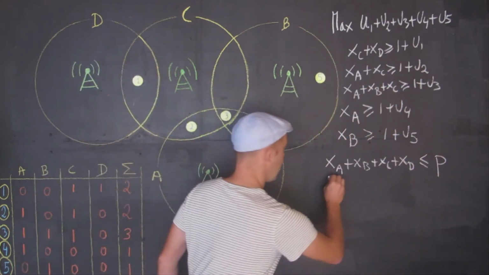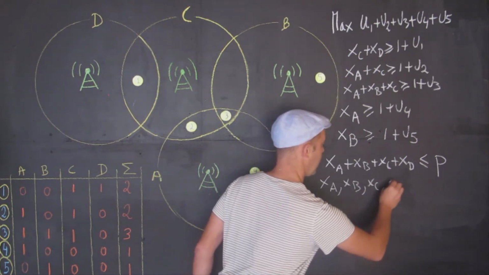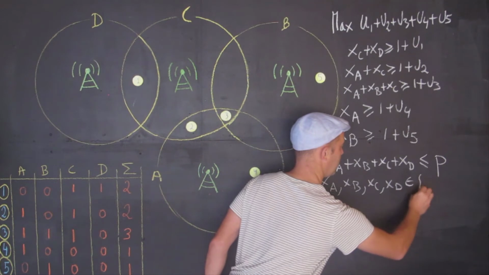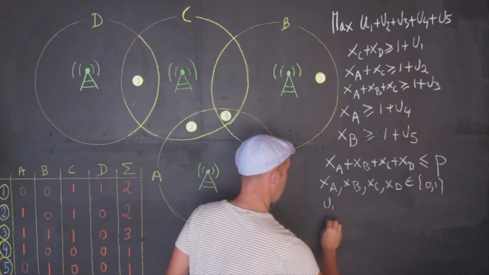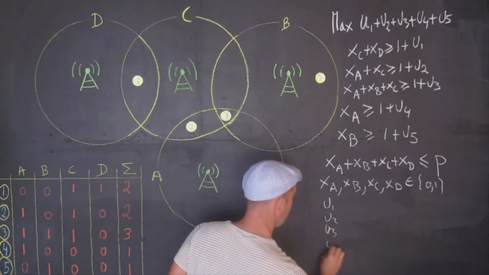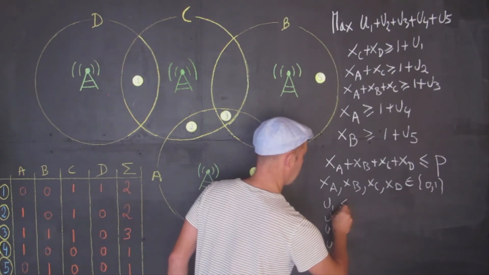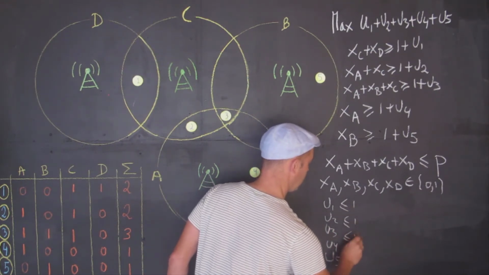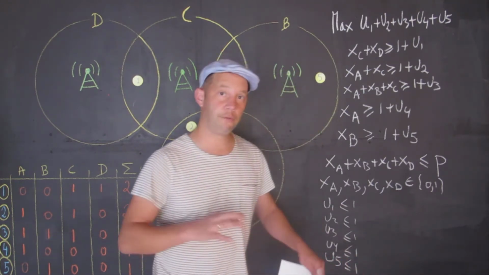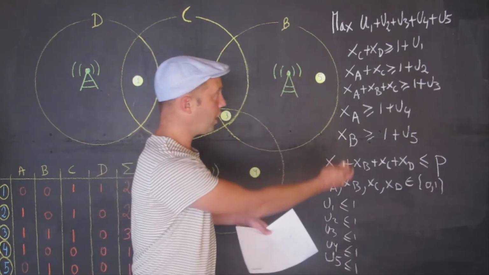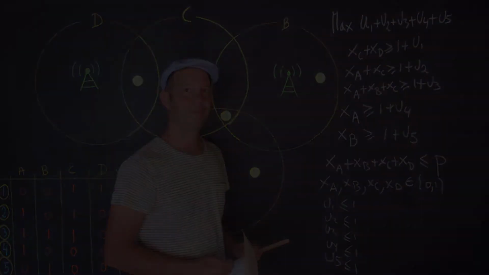Then we have xa, xb, xc, xd should be integer, and then u1, u2, u3, u4, and u5 should be less or equal to 1 each. That sort of forms or works out our formulation that we can now solve in Cplex.